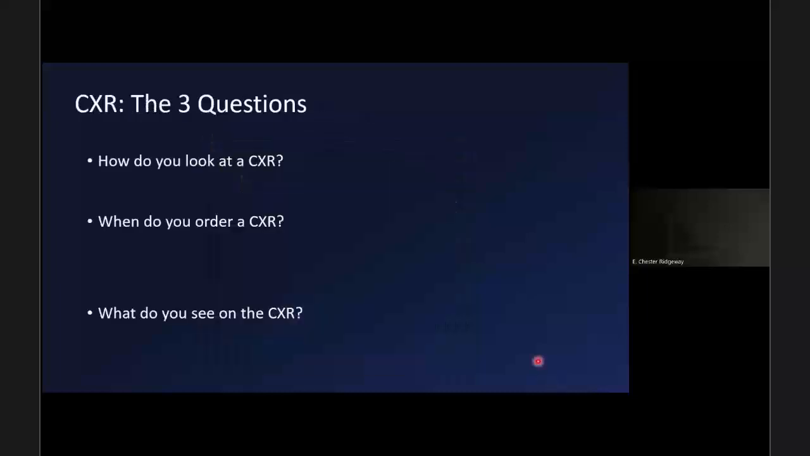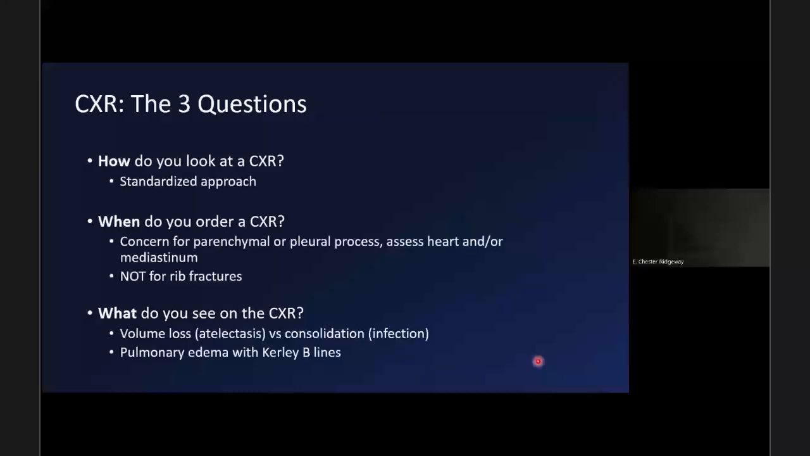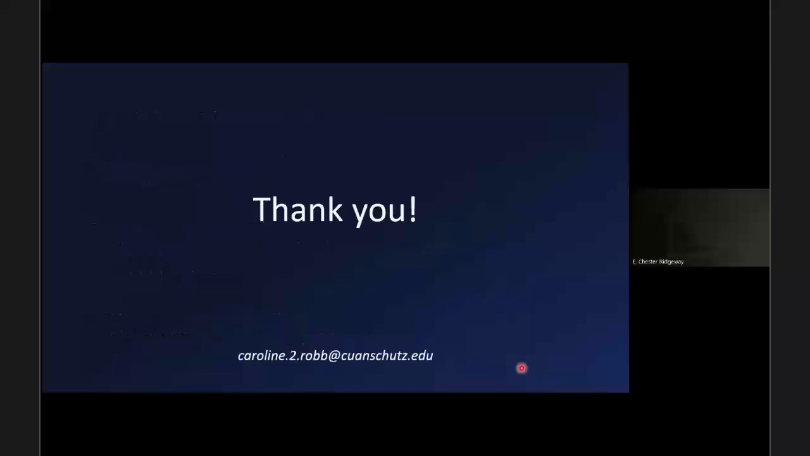So, quick summation of everything. We've answered our 3 questions, the how, when, and the what. Just a reminder, standardized approach to chest x-rays. To order a chest x-ray, just don't order it for rib fracture, please. If there's one thing you take away from this, remember silhouetting, and don't order a chest x-ray for rib fractures. And then the what do you see, just remembering that concept of volume loss versus a space-occupying process. And just give us a call if you ever have a question. We're here to help. Thank you. That's all.